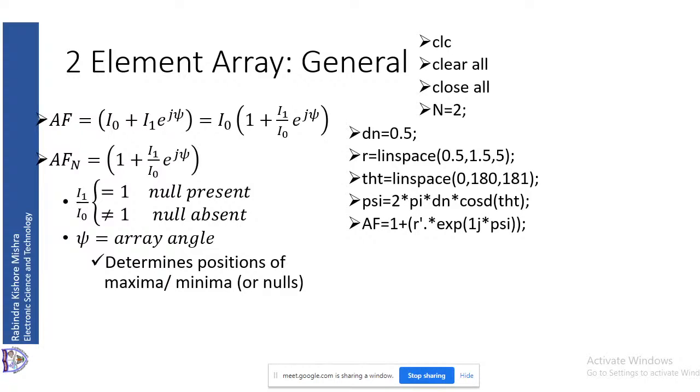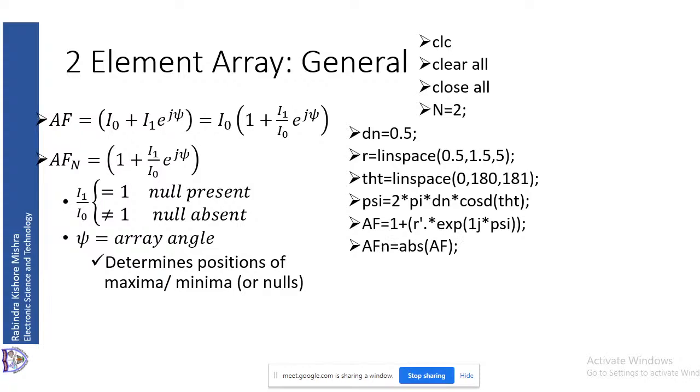Now comes your array factor. What is array factor? Array factor is equal to 1 plus r dash. This dash shows the transpose of the vector r. R is linspace, we have seen 5 numbers. Those 5 numbers represent I1 by I0. So for 5 values we are taking 0.5 to 1.5. So that is it. So r dash, then dot star.